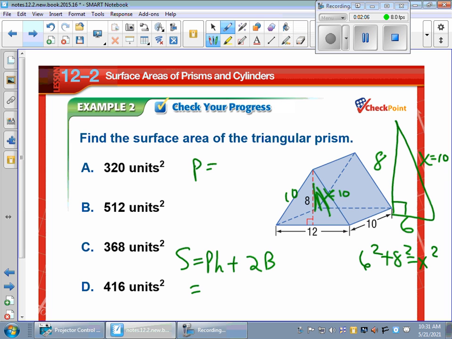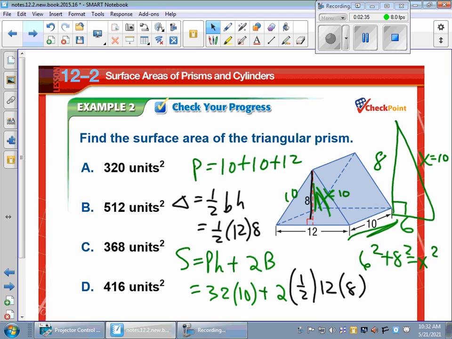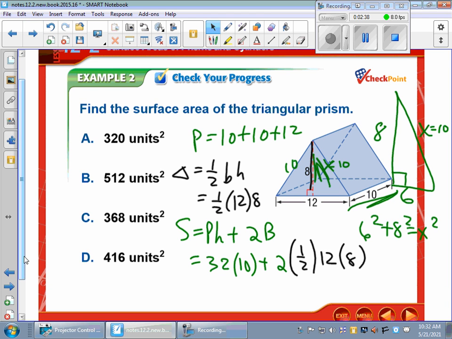So our perimeter here is going to be 10 plus 10 plus 12. So that's going to be 32. Your height is this connector, which is 10, plus 2 times B. So we want the area of the base. A triangle is 1/2 base times height. Your base in this case is 12, and your height is 8. So this is going to be 1/2 times 12 times 8. Do the math on that, folks, and you should get a grand total of 416. Last thing I want to finish with is going back.